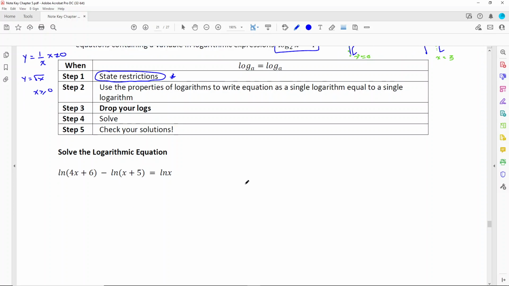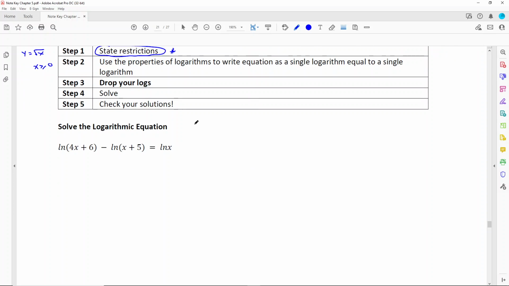So let's talk about the restrictions in this first equation. If I was to state restrictions, now there's 3 logarithms here. I have the log base e, which is ln, of 4x plus 6. I have the ln of x plus 5, and I have the ln of x. So each one has its own restriction. In other words, 4x plus 6 has to be greater than 0. I can't take the log of a negative number. So what would that mean? Well, 4x has to be greater than negative 6. x has to be greater than negative 6 fourths, or negative 3 halves, or negative 1.5.